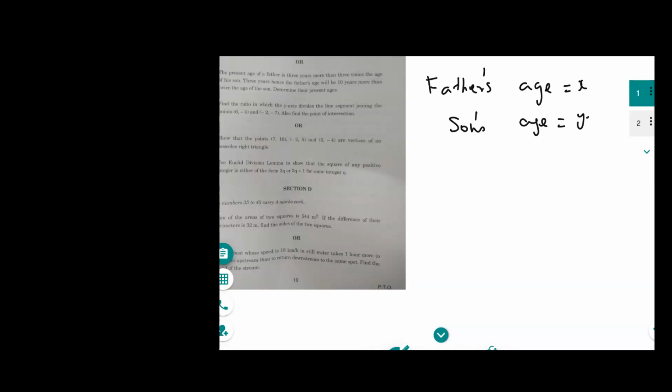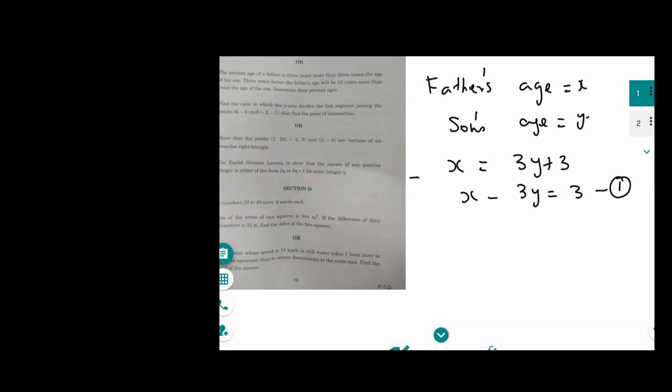So, by the given condition, he says the present age of the father is 3 years more than 3 times the age of the son, which means x is equal to 3y plus 3, or x minus 3y is equal to 3 is the first equation.